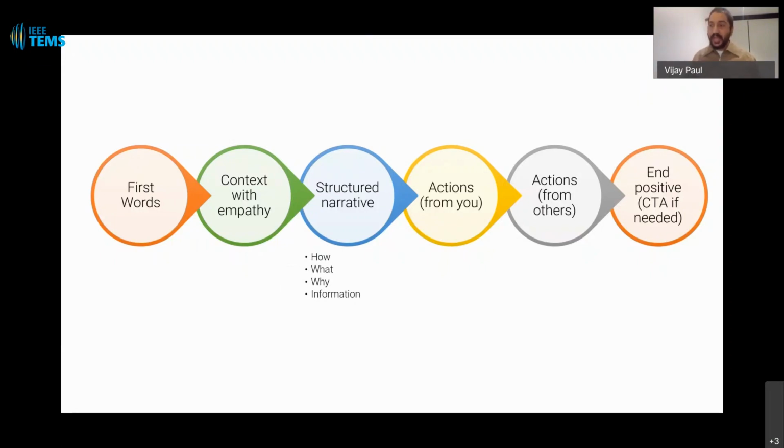Actions from you. As a leader, what would you be doing? So start off with that. That's what Brian did, and that's what Jacinda Ardern did. Both of them started off with what they are doing. In Brian's case, he talked about what he was doing. In Jacinda's case, she talked about what her team was doing, because at the end of the day, she is a spokesperson. She talks on behalf of her team.